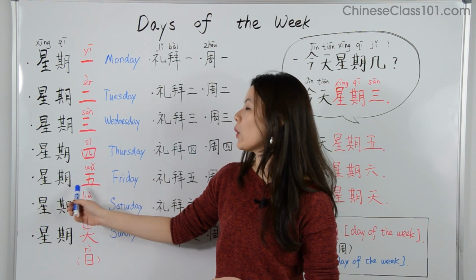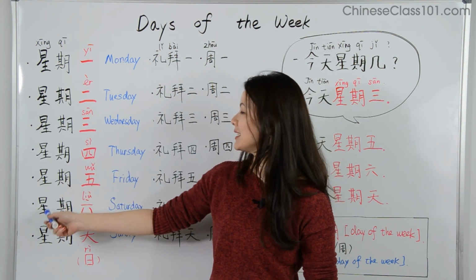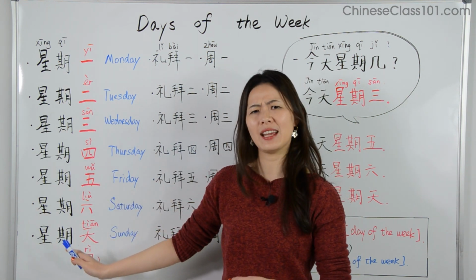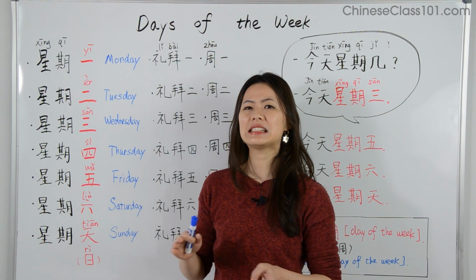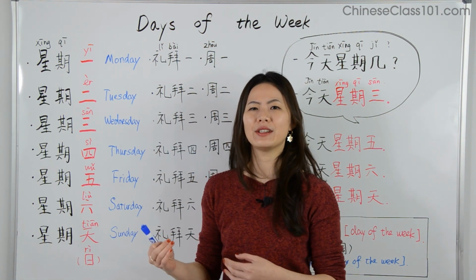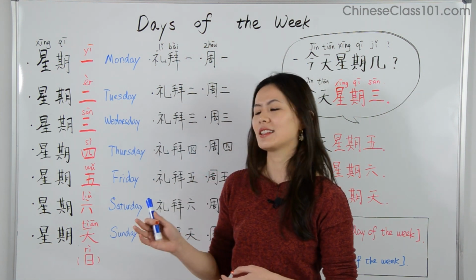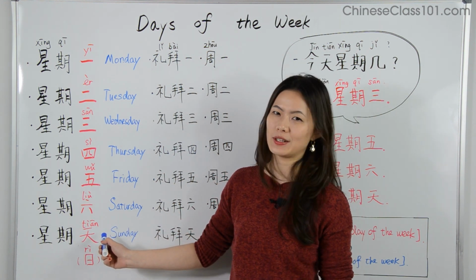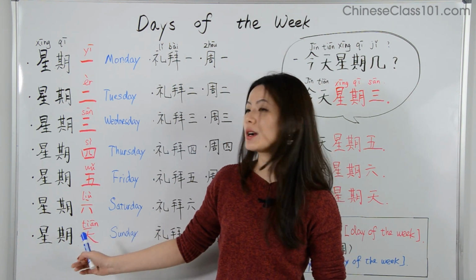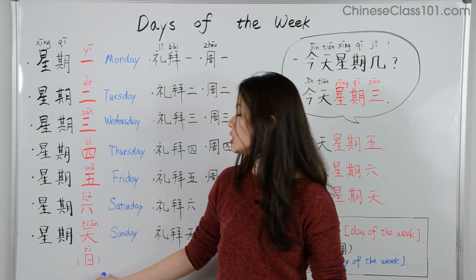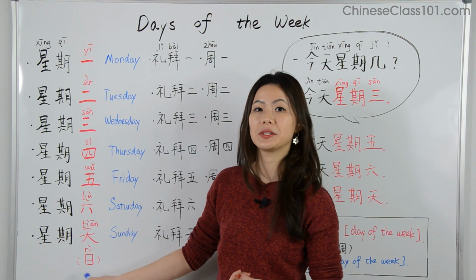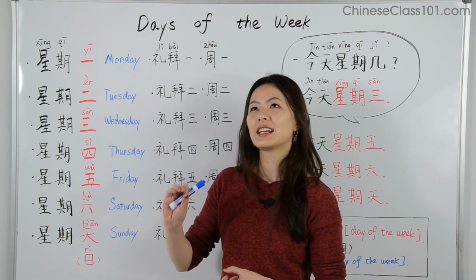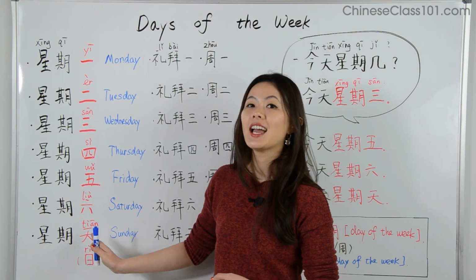And then 星期五, day 5 of the week. 星期六, day 6 of the week. Well, until Sunday, it's not 星期七. It's not day 7 or week 7. It's 星期天. 天 could mean sky or day. Or another way to say it is 星期日. 日 means sun. So 星期日, Sunday, right? But 星期日 is a little less common than 星期天.